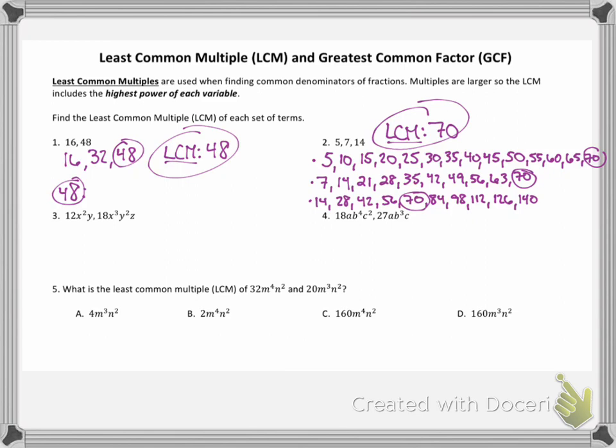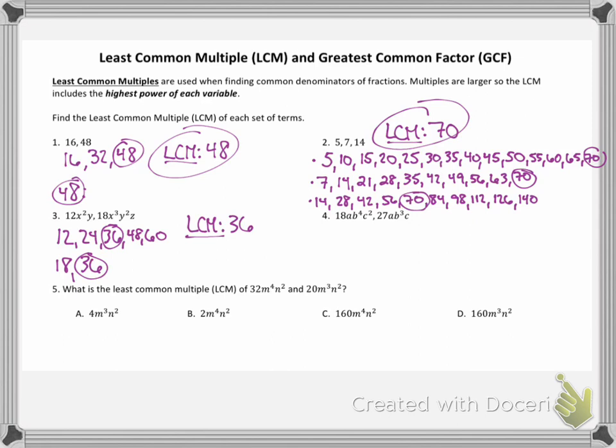So here in number 3, I have 12x squared y, 18x cubed y squared z. First thing I'm going to do is rip off the coefficients. So I'm going to worry about 12 and 18. I'm going to count by 12s: 12, 24, 36, 48, 60. If I count by 18s, 18, 36. Hey, look at that. I've got my LCM of the numbers, so I'm going to start off with that. Start off with the common multiple of the coefficients.